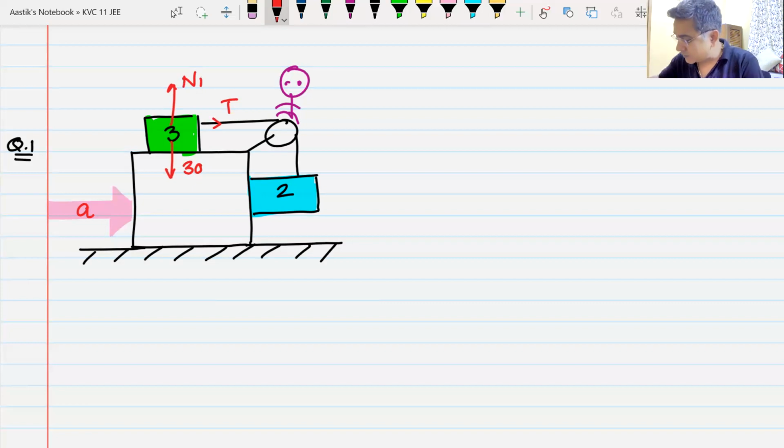Okay, let us draw the free body diagram of this block. This is 20, this is T, and this block is in contact with this one, so I apply a normal reaction N2. Do we understand this? Yes or no? These are the free body diagrams.